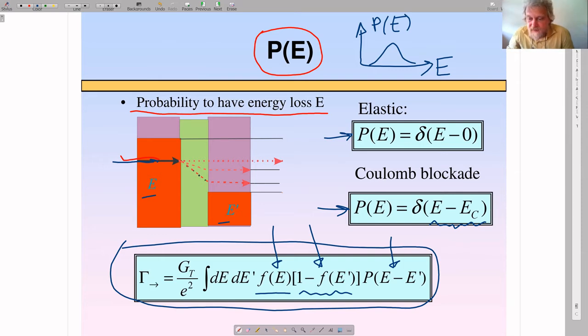Oh, another question. Oh, yeah, sorry, I missed the questions. How can P of E be a distribution if it is equal to a delta function? Right, it's a very simple distribution when there's no spread. It's always the same value.